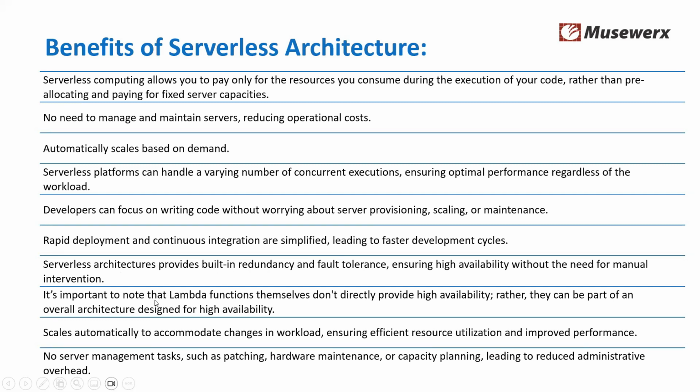It's important to note that Lambda functions themselves don't directly provide high availability. Rather, they can be part of an overall architecture defined for high availability. AWS resources and paradigms related to high availability, meaning multiple availability zones, disaster recovery, point-in-time recovery, etc., have to be configured as usual.